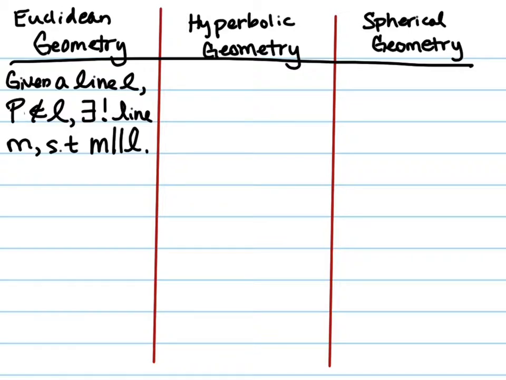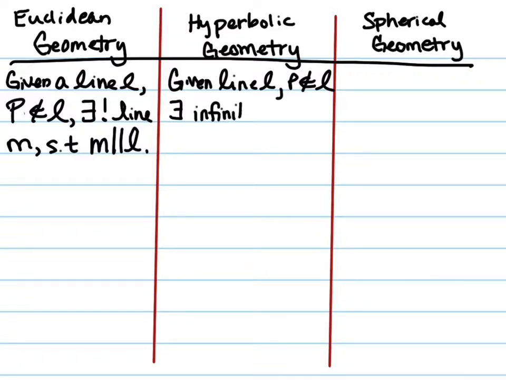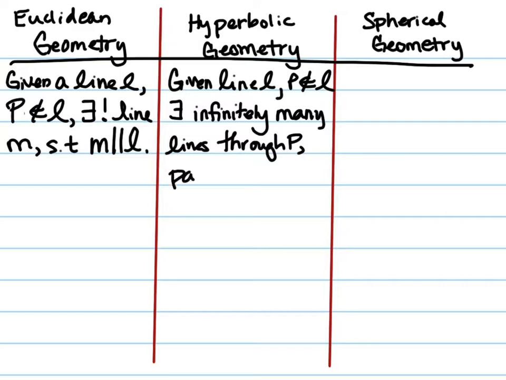And that's not what happened in hyperbolic geometry. Here we were given line L, point P not on L. And what existed? Yep. There exist infinitely many lines through P parallel to L.